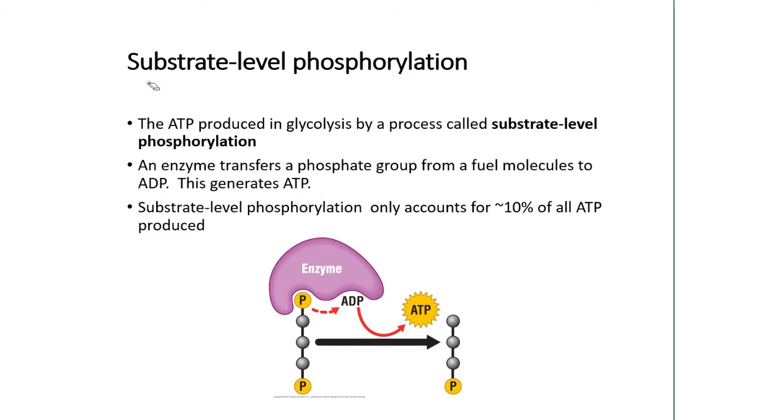So in substrate-level phosphorylation, you're going to need 3 things. You're going to need an enzyme to catalyze the reaction. You are going to need a fuel molecule, which is a molecule that will be donating a phosphate group. So over here we have a 3-carbon molecule with 2 phosphate groups. And the third thing that you need will be ADP. So in the reaction, the enzyme will take the phosphate group from the donor molecule, the fuel molecule, and transfer it onto ADP. The result of that is you will have ATP, and the molecule will now have 1 less phosphate.